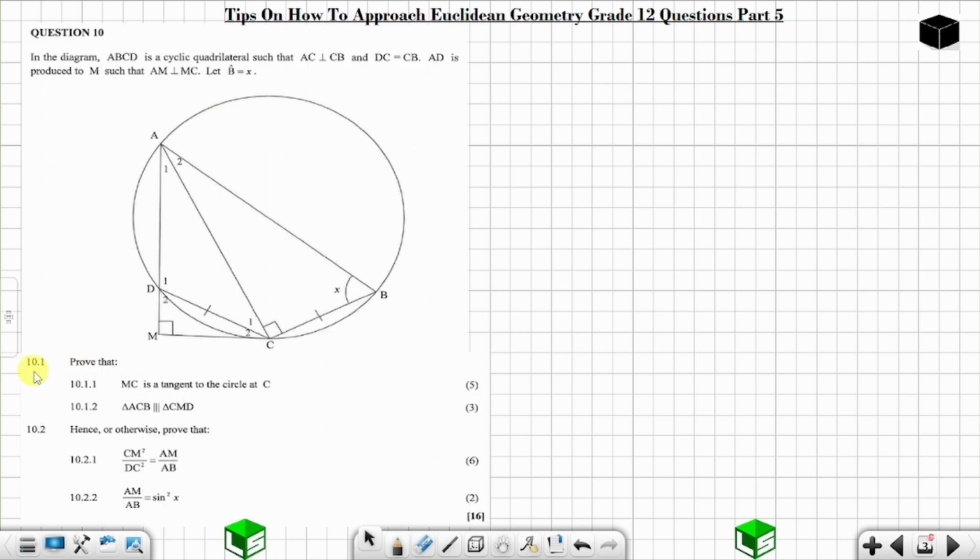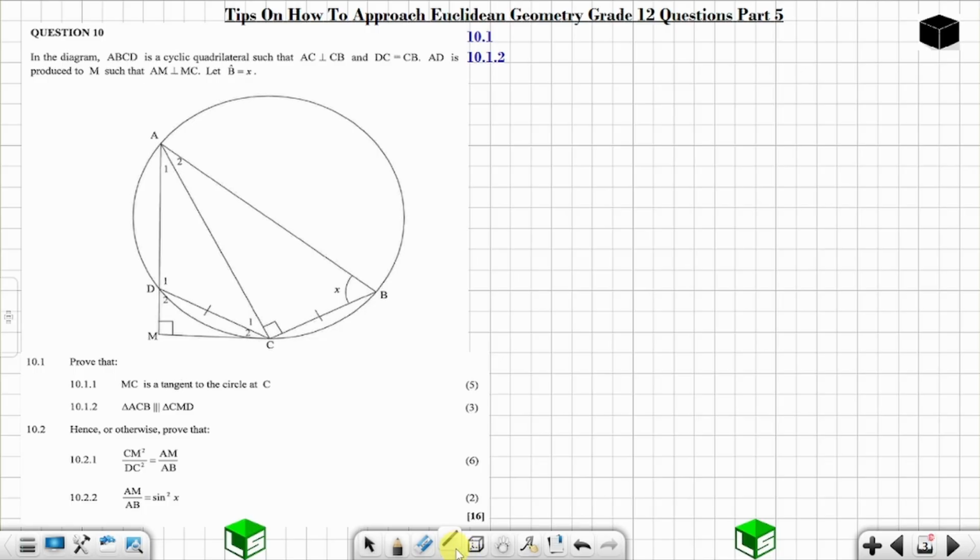We're still on question 10.1. Now we are going to answer question 10.1.2. So prove that the triangle ACB is similar to triangle CMD.